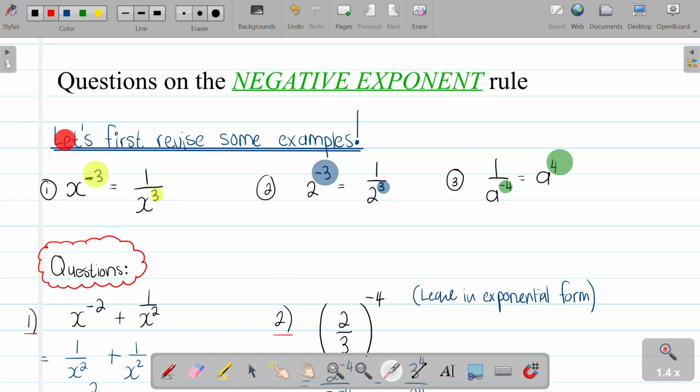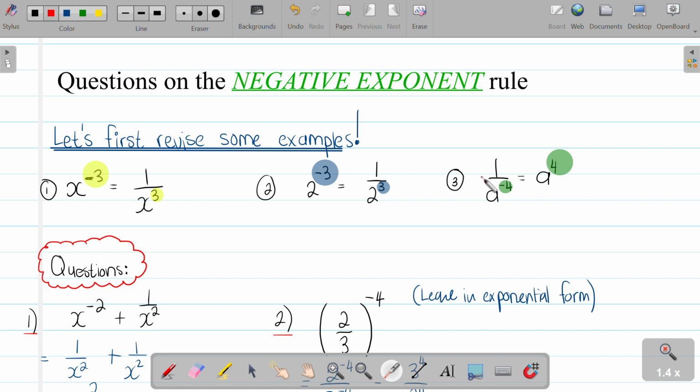Okay, so as I said, let's first revise some examples. What we need to know is that when we deal with the topic of exponents, 99% of the time, your educator will want you to leave the answer in exponential form, and they don't want to see the negative signs. For example, over here there's a -3, over here there's a -3, and over here there's a -4. All of those are exponents.